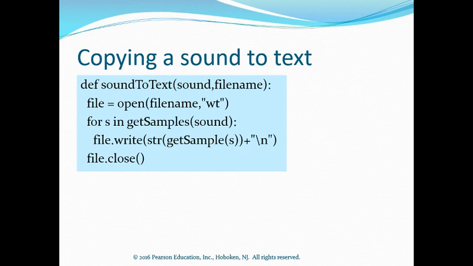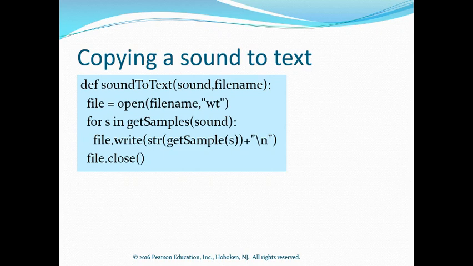So in this example, we define a function called soundToText. Notice the camel casing in the function name. It takes in two parameters, sound as the first input and fileName as the second. We create a variable called file. We set it equal to the method called open. We pass open two parameters, the file name, and the mode of how it's going to open the file.